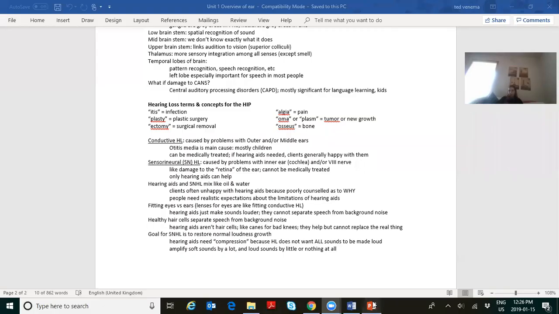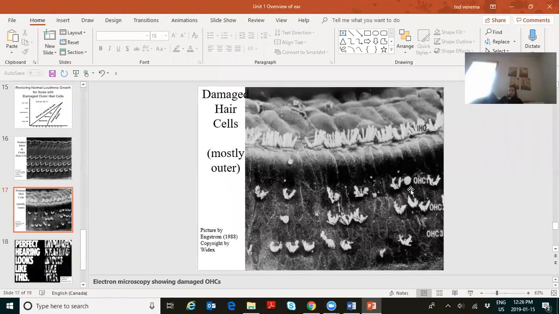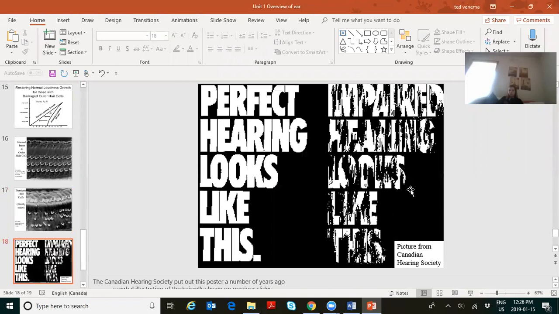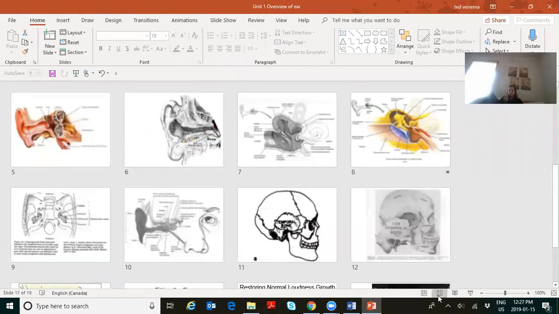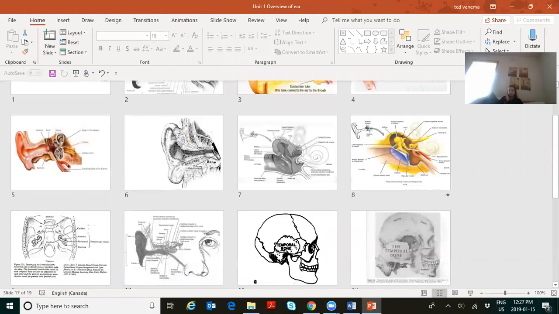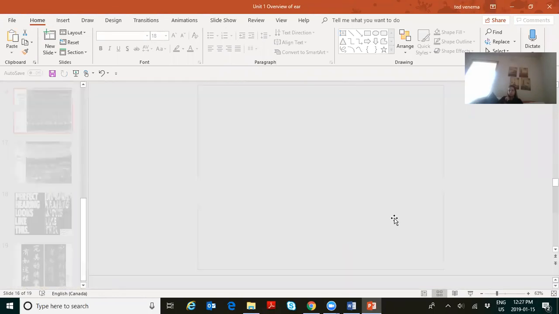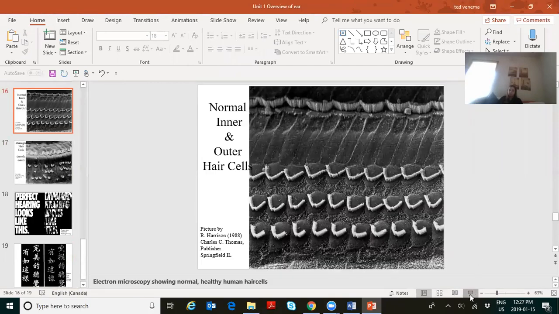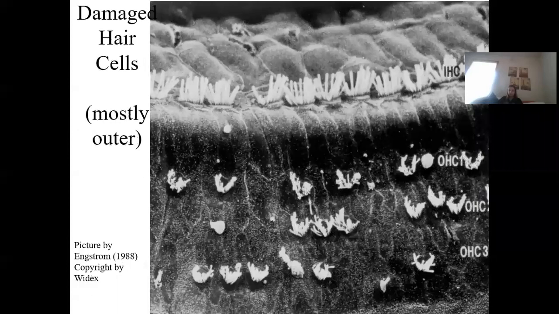Once in a while, I show this kind of picture where I'm showing pictures of hair cells here and here. Once in a while, I do that, but basically, you could say this. Whoa, I want to go to that picture. Hang on a second. Okay, go to this guy here, and I'll make it big. Normal hair cells, damaged hair cells.